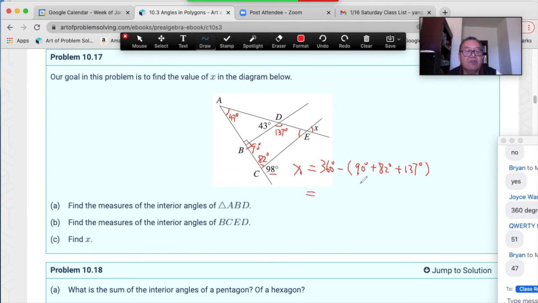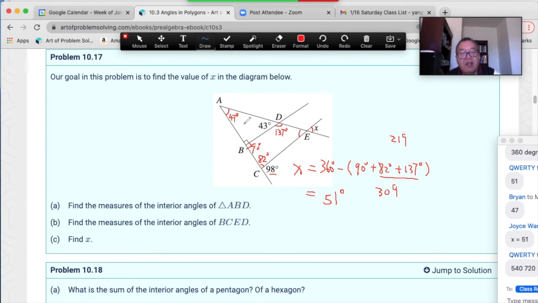So now let's do it. If we add these two together, that's 219, right? Then plus 90, added together, that should be 309. So that means we should get 51 degrees, right? So x equals 51 degrees, right? So Joyce is correct. Eric is correct. Okay, that's 51 degrees.